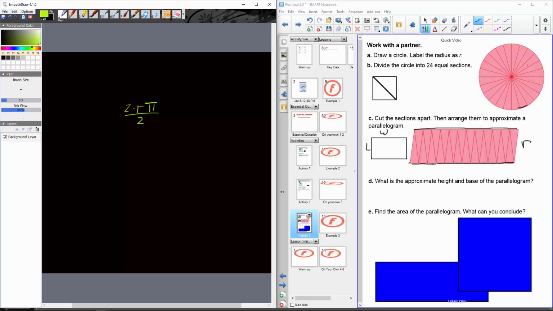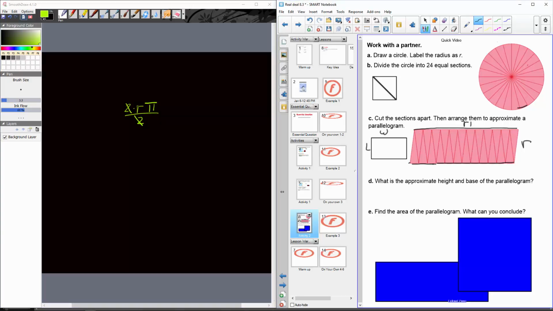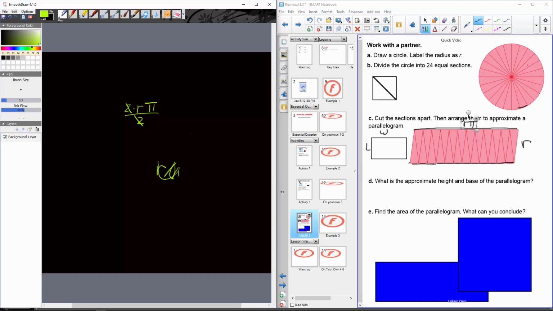And when I do that, this 2 here and this 2 will cancel out. And I'm just left with radius pi. So this is radius pi, because I only want the top half of it. And now when I want to figure out the area, it would be R times radius pi. Well, R times radius pi can be rewritten as R squared times pi, which is the formula for area. But that's where it comes from.